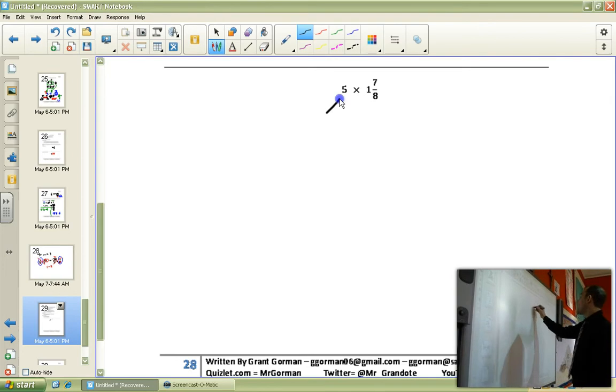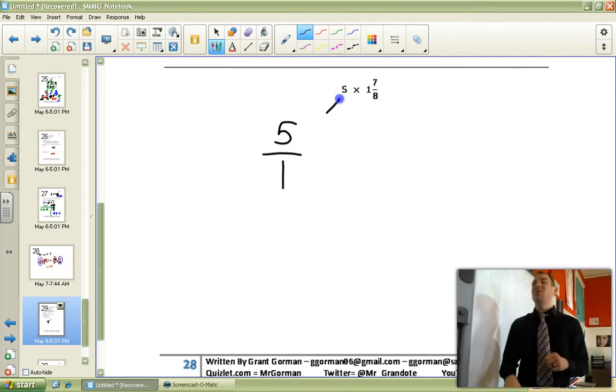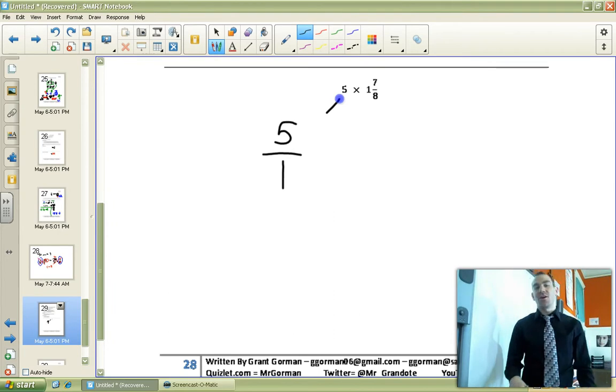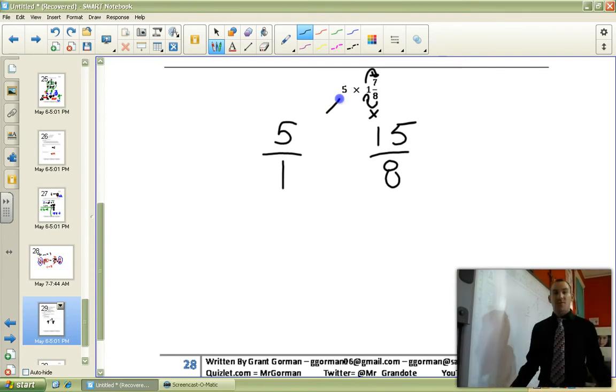So this 5, we have to turn that into something else. We're going to do 5 over 1. Just turn it into an improper fraction. With multiplication, you're going to love this. No common denominators are needed. Lucky you. For this mixed number, we want to turn that into an improper fraction as well. So 8 times 1 is 8, plus 7 is 15 over 8. Remember to keep your denominator. All right, there's that. Great work.